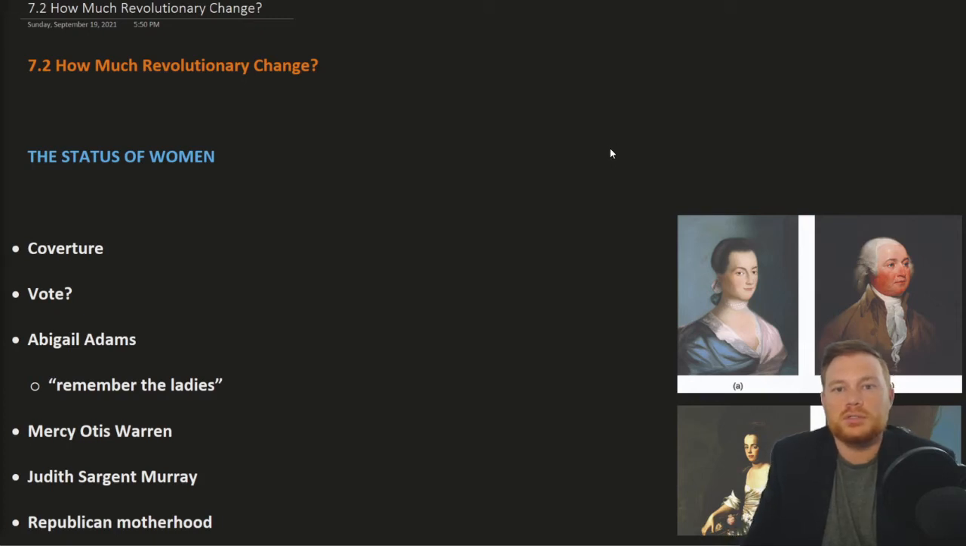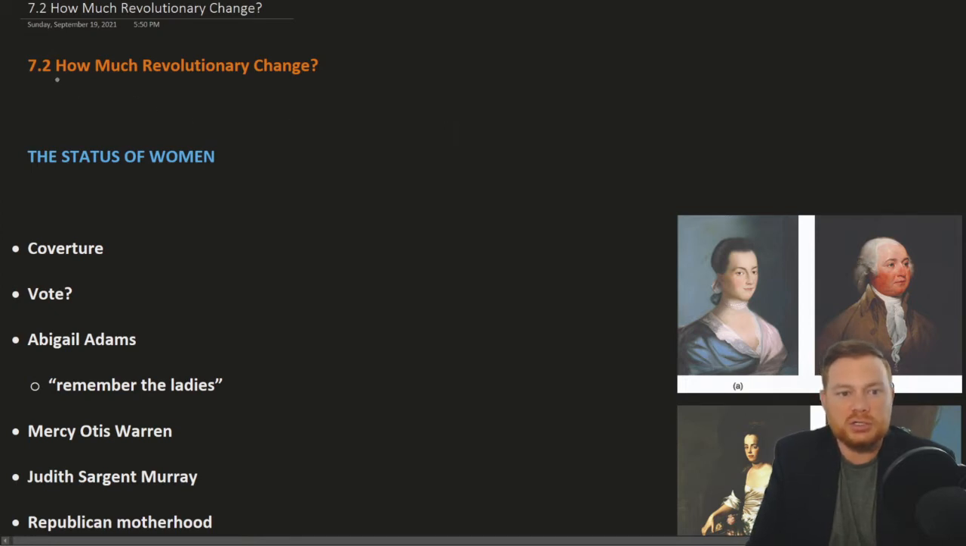All right, this is OpenStax U.S. History, Chapter 7, Section 2, How Much Revolutionary Change. So in this section, we're going to look at some of the ways in which colonial society really didn't change all that much as a result of the revolution.